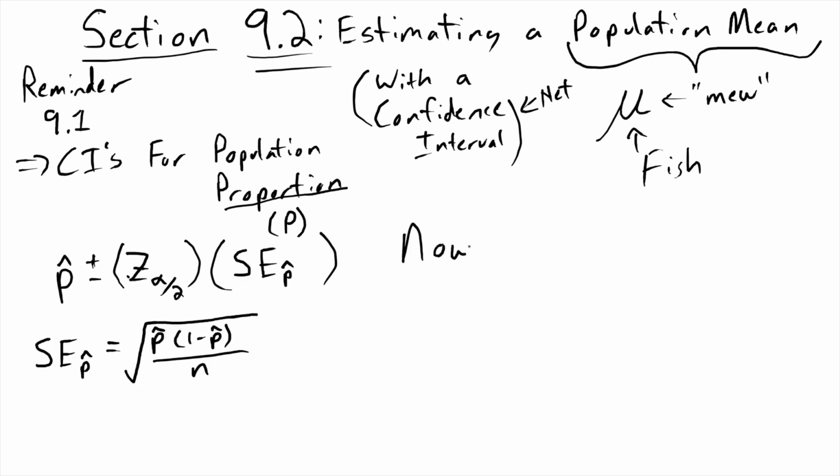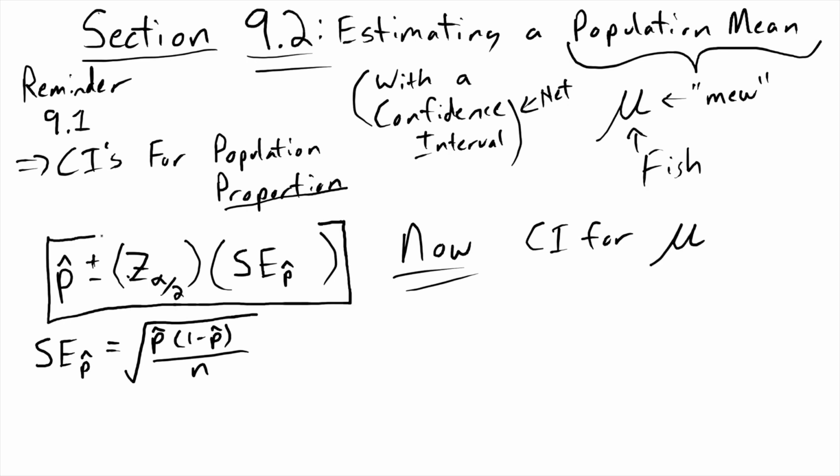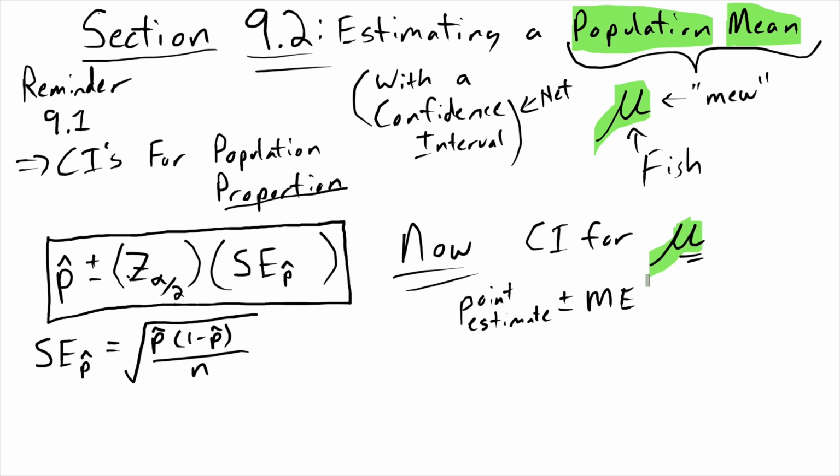It's a number that we could find based on our data, and that's what appeared in this formula. So now we're going to be in section 9.2, which is going to be a confidence interval for the population mean, for mu. And it turns out that this formula that we used before is going to have the framework for making a confidence interval for mu, but the fish that we're trying to catch is a mean now instead of a proportion.